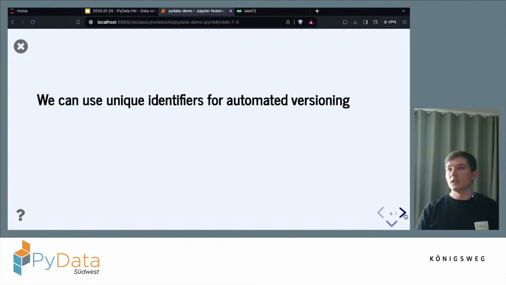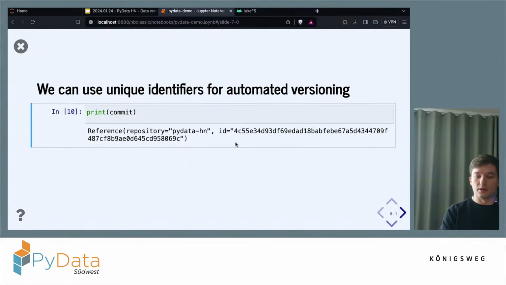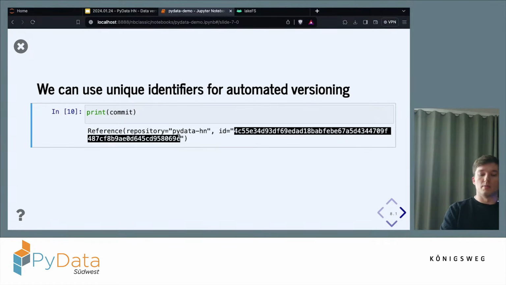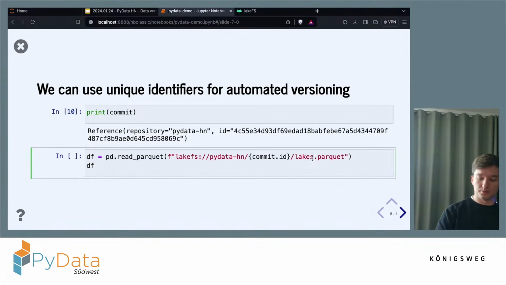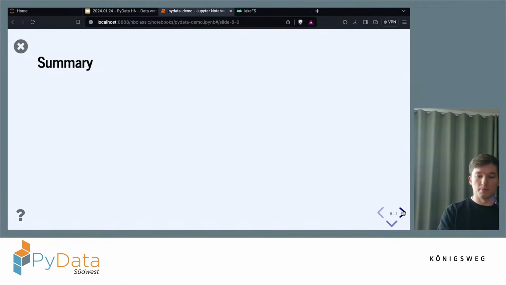But if we want to do automated versioning, so we use something like MLflow to track our experiments, and we want to have reproducibility and know exactly what is the state of the data, which data went into that, we would work with the commit ID that is in the commit object, so log that. And we see now if we execute this and just take the commit object, we see that it's indeed also getting the lakes.parquet file from the same state of the repository at that point in time.